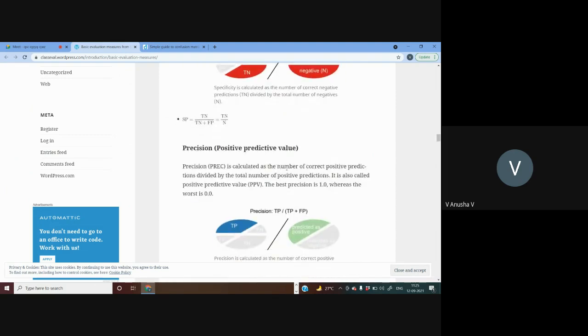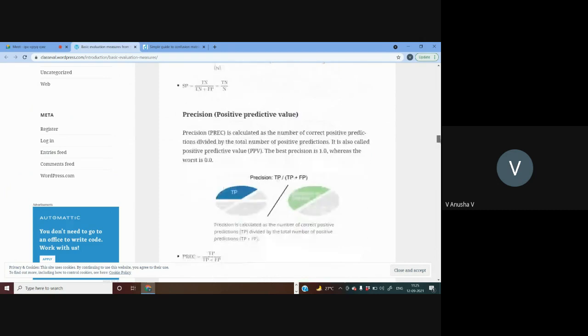Precision is calculated as the number of correct positive predictions divided by the total number of positive predictions. That is TP by TP plus FP. Like this you can calculate.